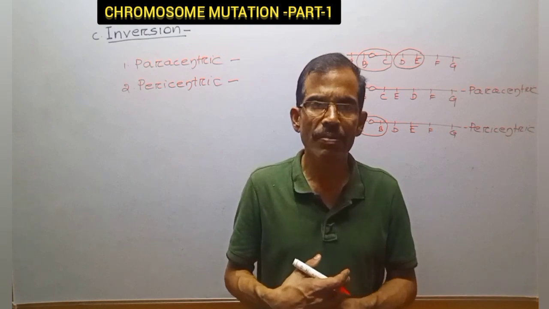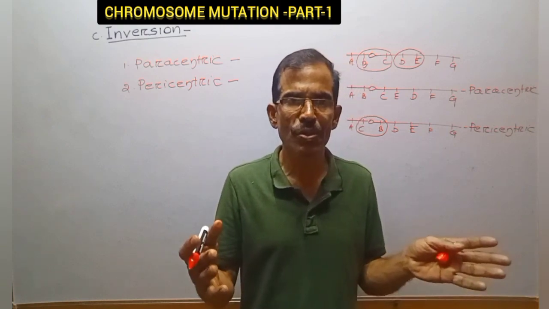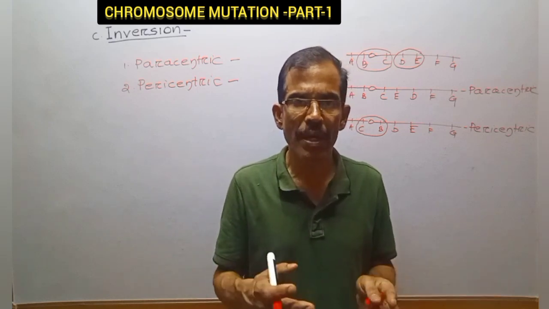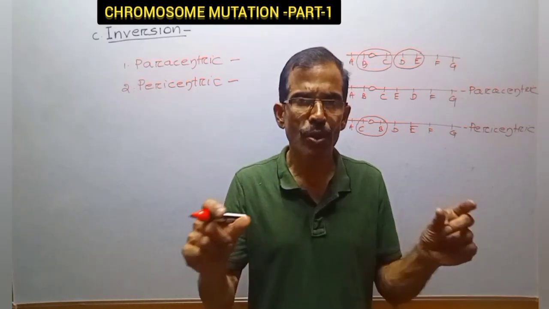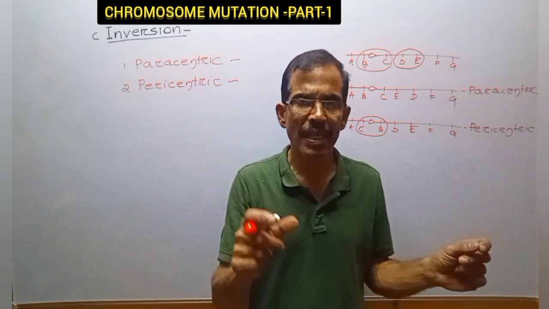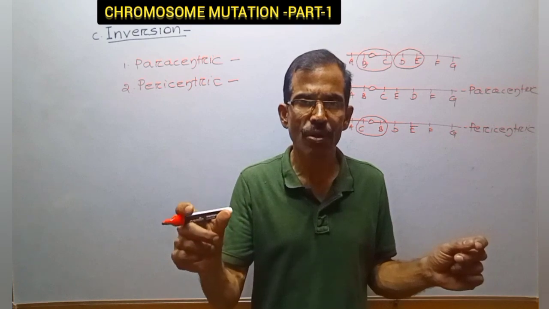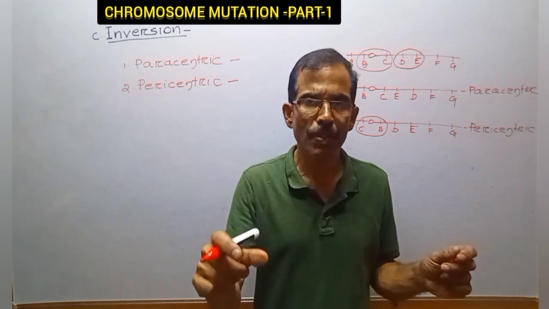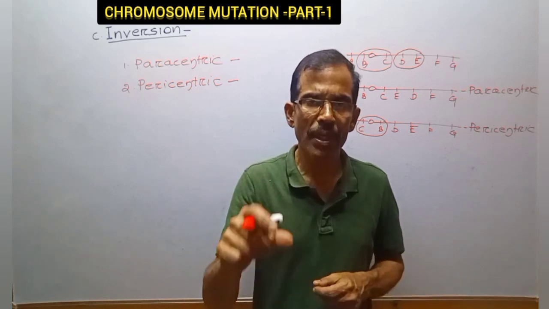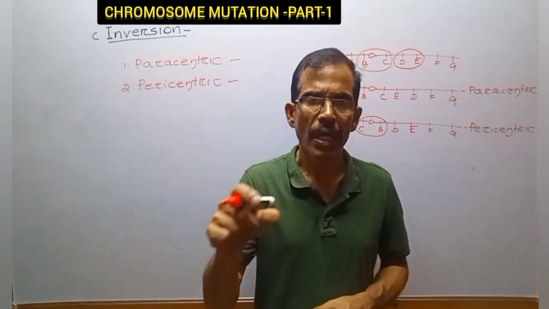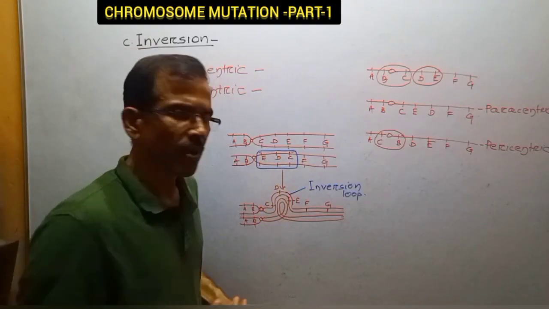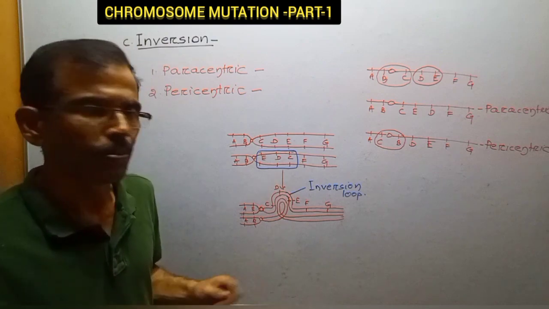But when the individual is heterozygous for the inversion, a problem arises during pairing. This is because one chromosome is normal and in the other chromosome the segment has been inverted, so pairing does not take place normally. In order to facilitate pairing between the homologous chromosomes, an inversion loop is formed. This figure shows the formation of the inversion loop.